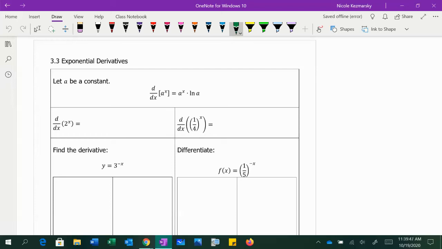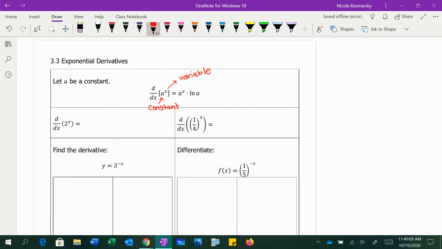This is 3.3 exponential derivatives. So with an exponential derivative, what that means is that the exponent is a variable. So this is a variable. And the base is a constant.